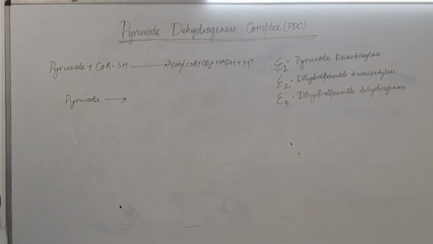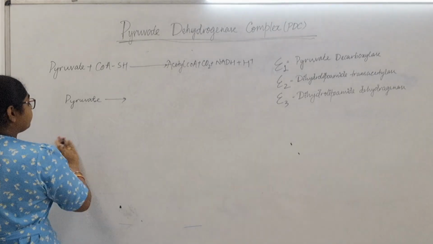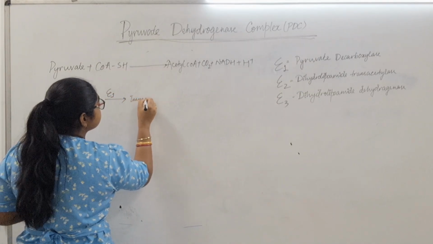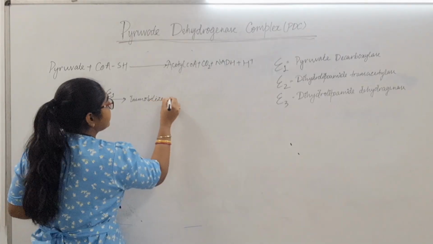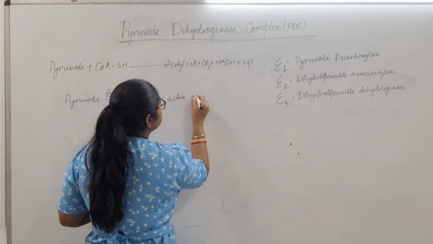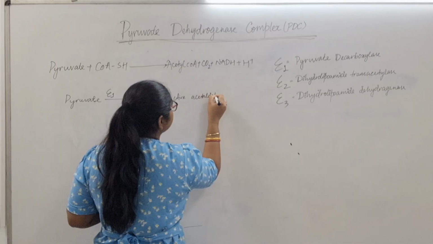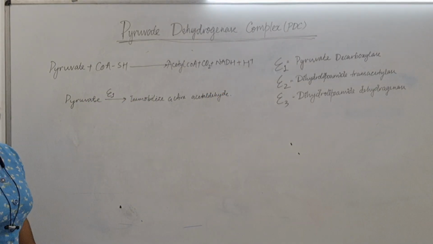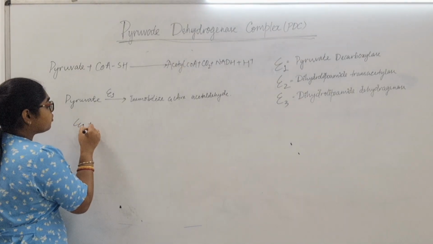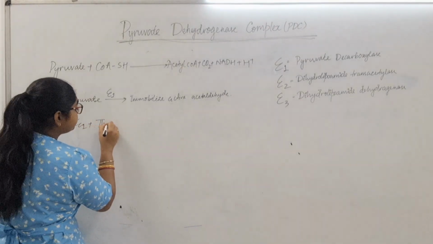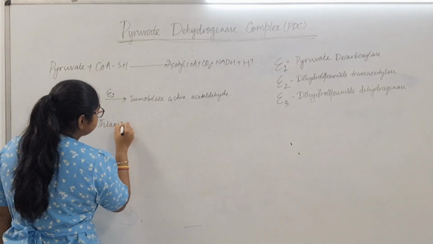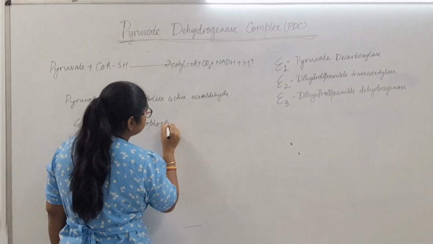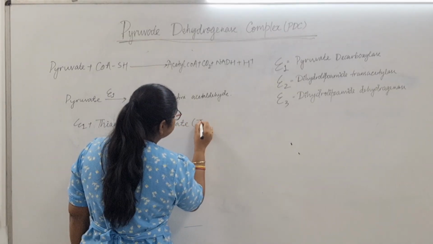So, with the help of the E1 enzyme, first it produces an immobilized active acetaldehyde. This E1 enzyme has a cofactor with it, that is thiamine pyrophosphate, denoted as TPP.